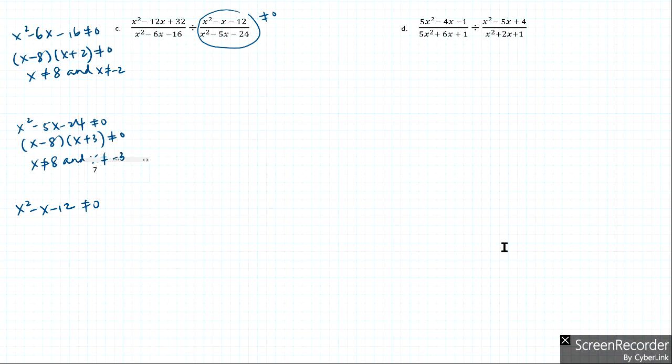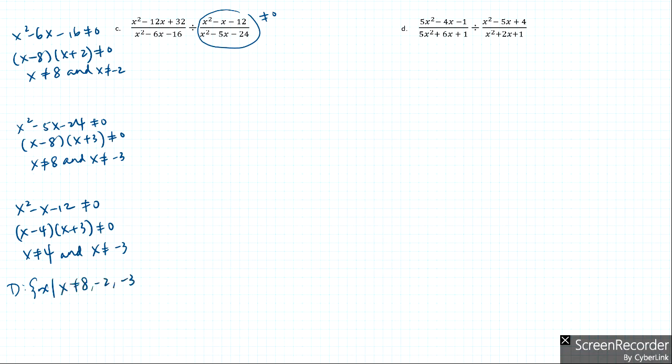And lastly, for the last expression, we have x minus 4 times x plus 3 as a factored form. That doesn't equal 0, so x doesn't equal 4, and x doesn't equal negative 3. So if we want to combine all the restrictions together, we can put together the domain. It's x such that x doesn't equal 8, negative 2, negative 3, and 4.